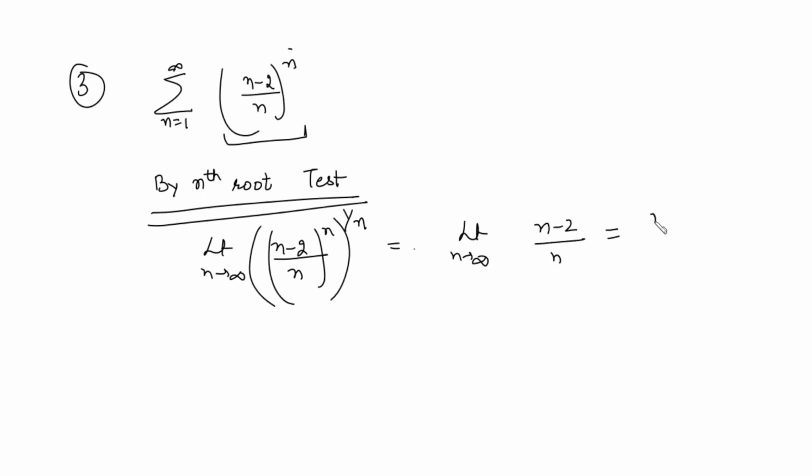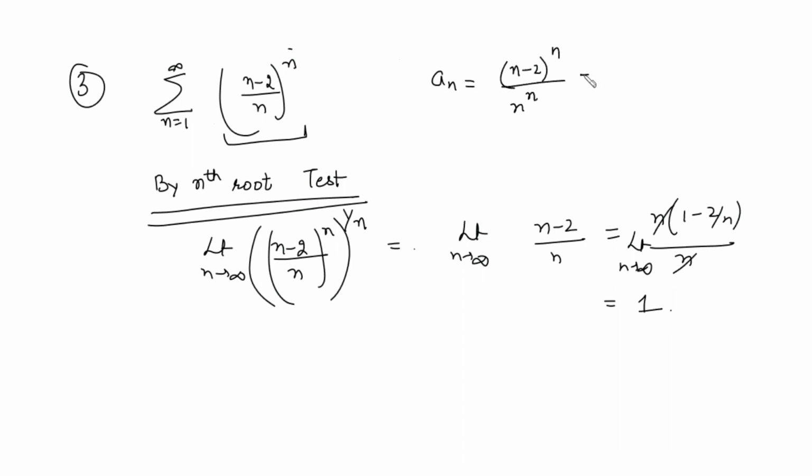So when you find out the limit of this, you will have this is 1, right? So in this case your test fails, because whenever this limit is 1, we can't say whether our series is convergent or not. So we have to apply some other test, right? Now just see which test you can apply. If you see, its nth term is n minus 2 to the power n upon n to the power n.